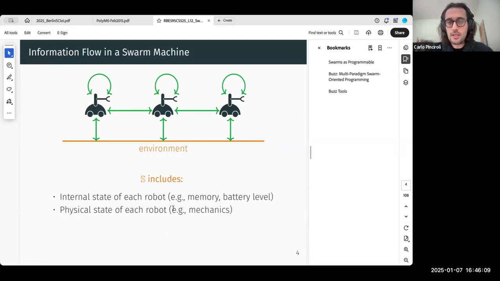It can be the physical state in terms of mechanics. So for example, the position of the arms of a robot, or whether it has wings and the wings are open or closed or something like that. And then obviously there is communication topology, whether the robots can even talk to each other or not.